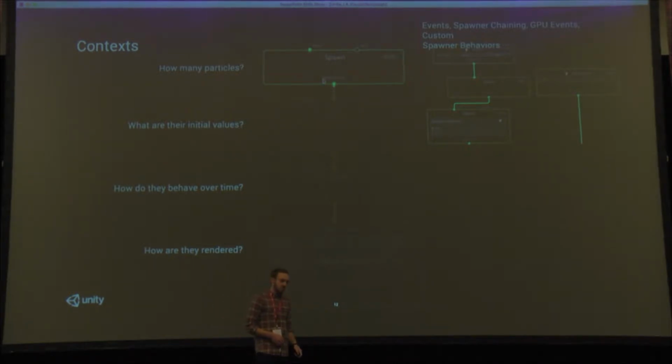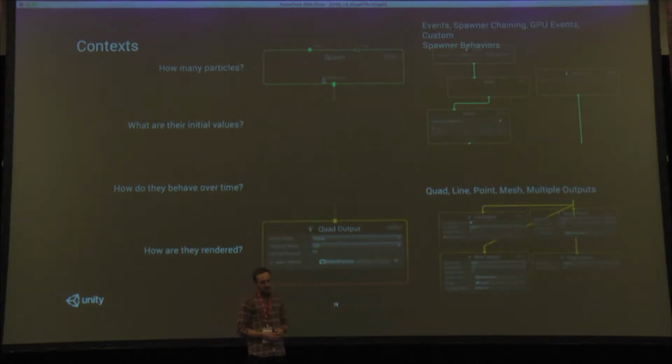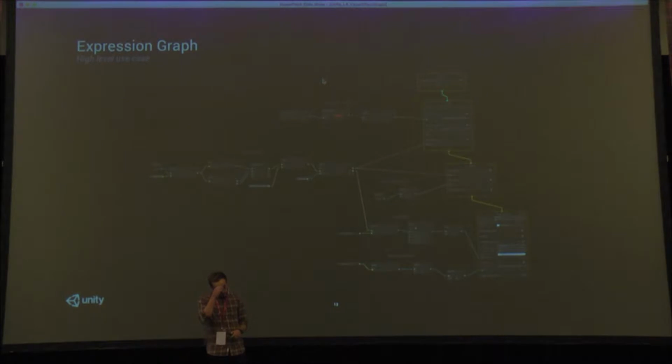We can also, before spawn, add in effects like spawner effects or triggers, like GPU events. And then we can also render out quad, point, line, mesh, multiple outputs. So here's an example of a bigger graph where we can make it very context aware. We can add sticky notes and we can merge all the blocks together. Again, it's kind of like code commenting.